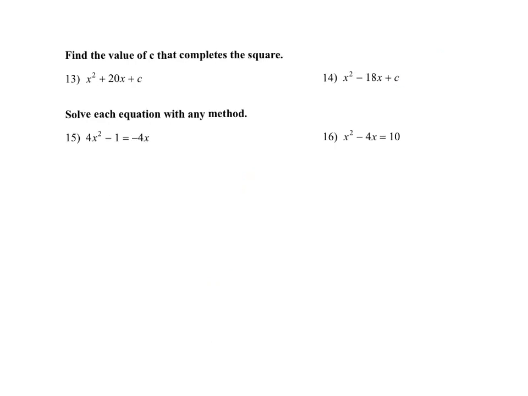All right, next up, we need to find the value of c that completes the square. So for completing the square, we always want to add b over 2 squared to each side. So in this case, I'm going to do negative 18 over 2 and then square that. So that is negative 9 squared, and so that's 81.